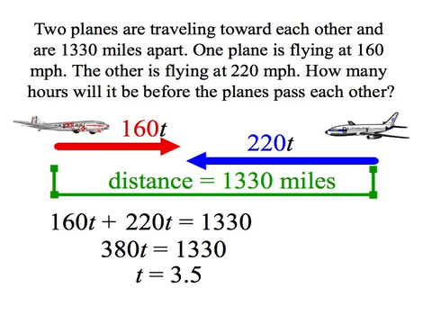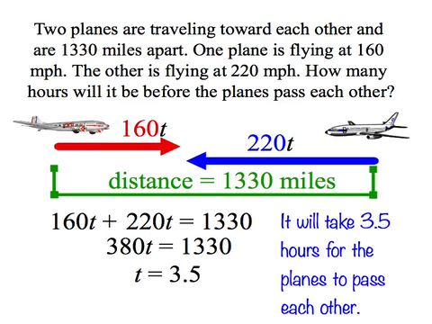Divide 1,330 by 380, we get 3.5. Since our rate was in miles per hour, we know that the time is 3.5 hours. And that's the answer to our question. It will take 3.5 hours for the planes to pass each other. And to check your work, I recommend getting out a calculator, type 160 times 3.5 plus 220 times 3.5. You should get 1,330, because I just did.